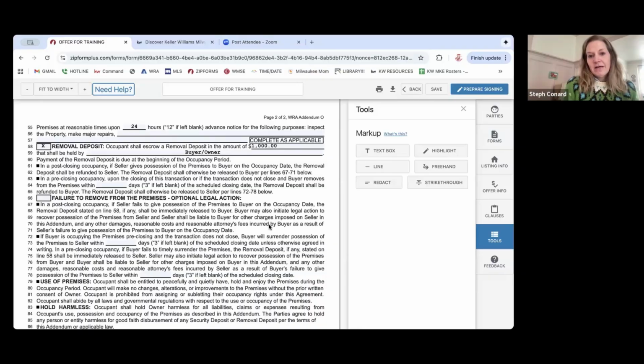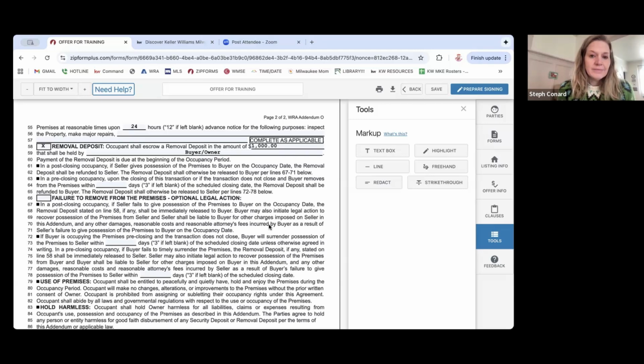A lot of times I will see this blank if the security deposit is reflected. But again, this is not like the security deposit in that, as soon as that seller vacates the home on that agreed upon date, then they would expect to get their full $1,000 back. Again, that's to prevent those from staying longer than agreed upon.